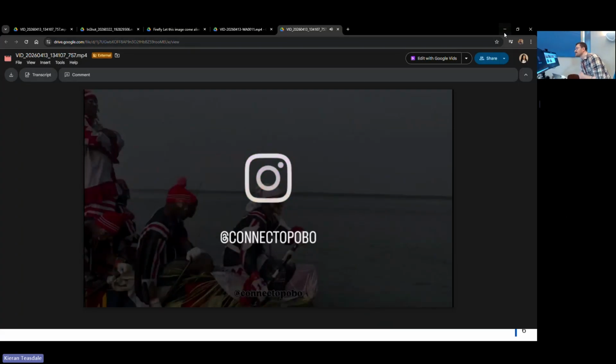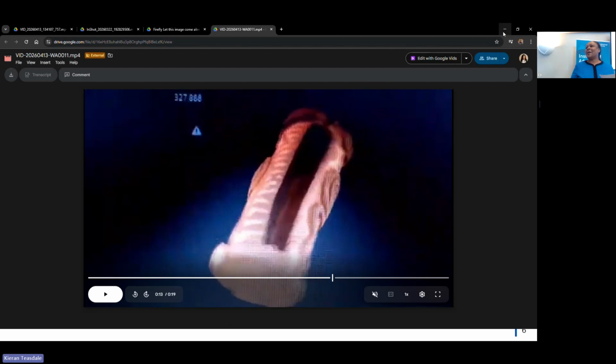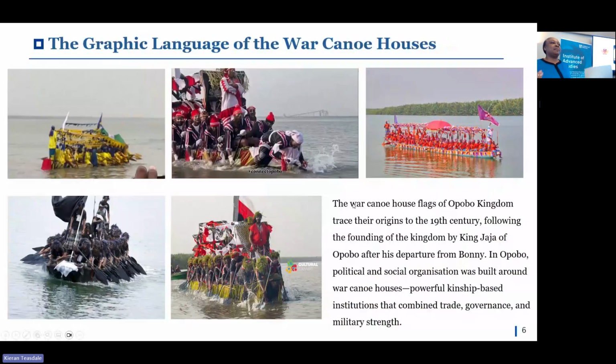So if you were to talk about safety on the high seas, that's not what we're looking at right now. But this is the way they carry themselves. This is the way we carry ourselves. Each family is represented by the chief of the compound. Their flags are put forward in front, letting people know from afar that this house is coming. This is what their symbol stands for, and so on and so forth.